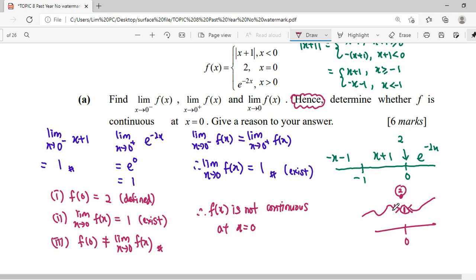Once the graph approaches the same value as the point, it means they can join to each other. If the limit approaches value 2, our graph definitely can be continuous. It will not have this discontinuous point here.